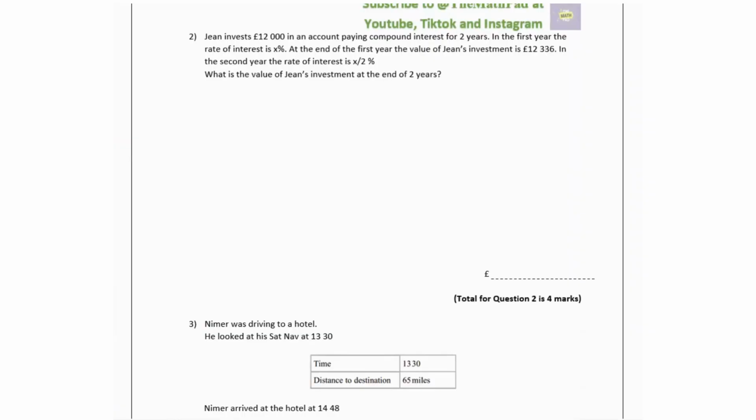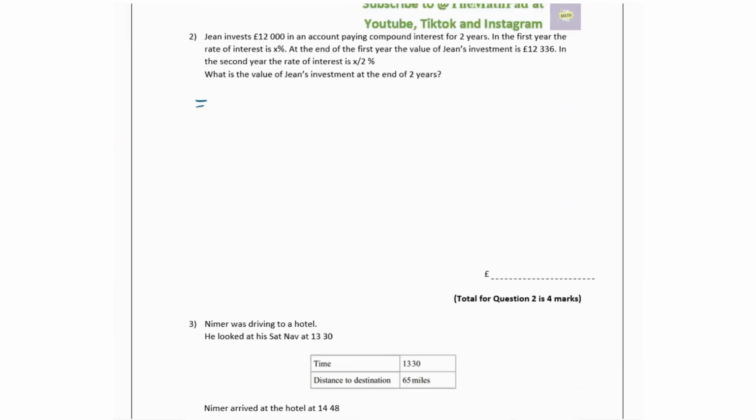Then it says Jean invests £12,000 in an account paying compound interest for 2 years. In the first year, the rate of interest is X%. At the end of the first year, the value of Jean's investment is £12,336. In the second year, the rate of interest is X over 2%. What is the value of Jean's investment at the end of 2 years?